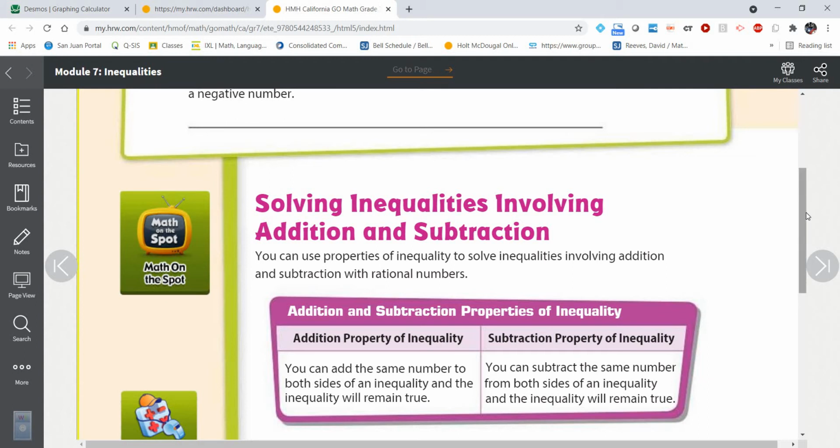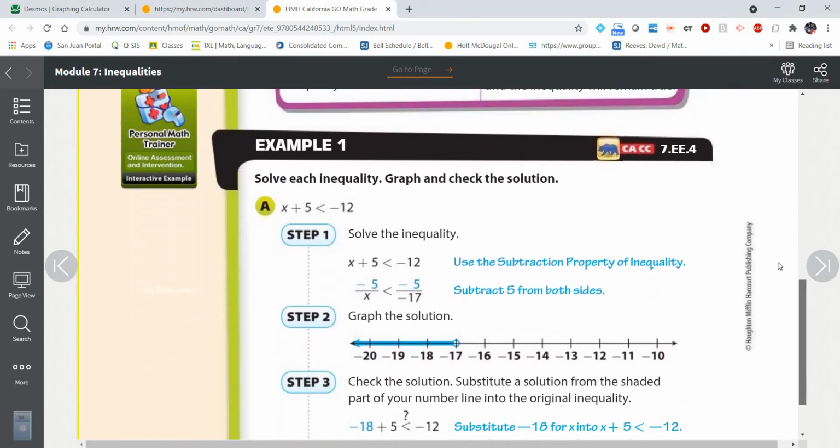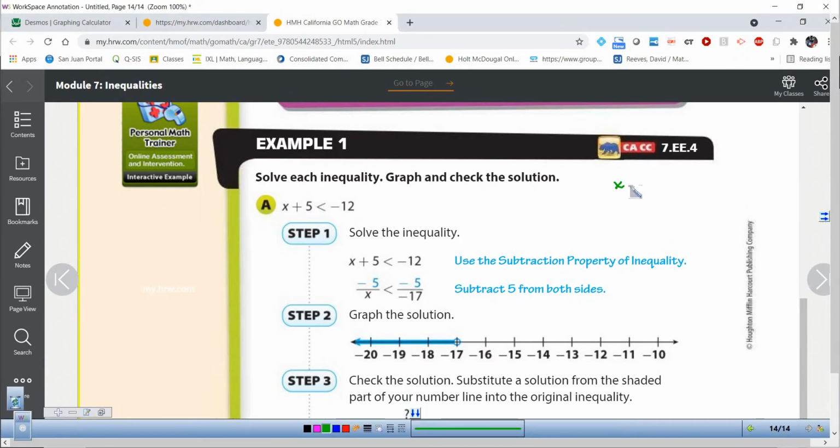Remember, when we solved an equation before, we used inverse operations. The inverse of addition is subtraction, and the inverse of subtraction is addition. These properties say you can do it to both sides of an inequality, and that inequality will stay true. If we had the equation x plus 5 equal to negative 12, the inverse of adding is subtracting. We would subtract 5 from both sides and get x equals negative 17. That was the one value that made both sides equivalent. Negative 17 plus 5 is negative 12, which proves that negative 17 is the only value that makes it true.